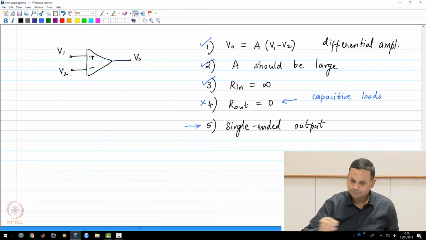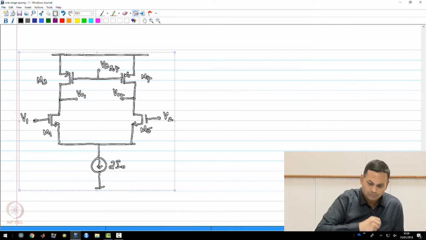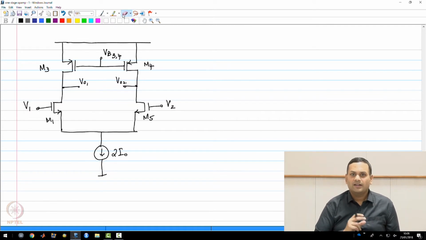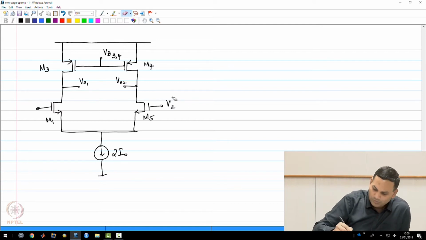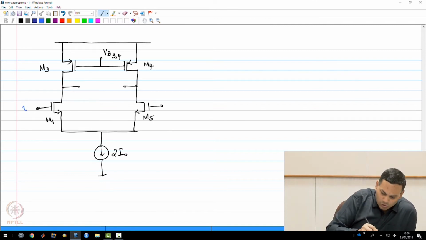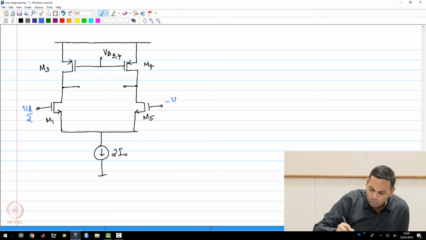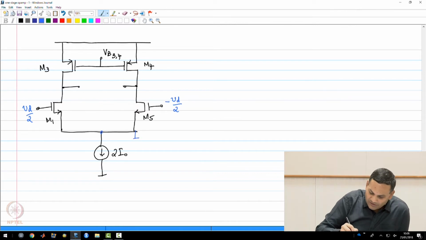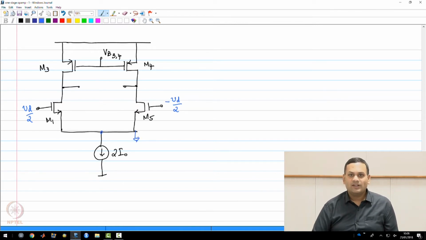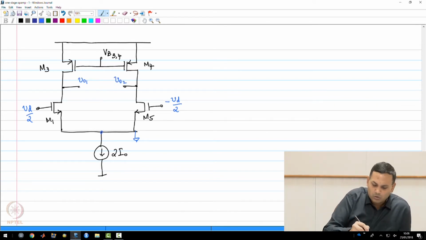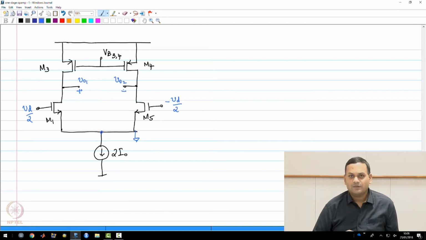So now let us assume that you are adding a small signal input, differential input. So now I am going to replace these with small signal quantities. So I am applying Vd by 2 and minus Vd by 2. And for small signals, this particular node is at small signal ground, and you get outputs VO1 and VO2, and the output is the difference between these two.